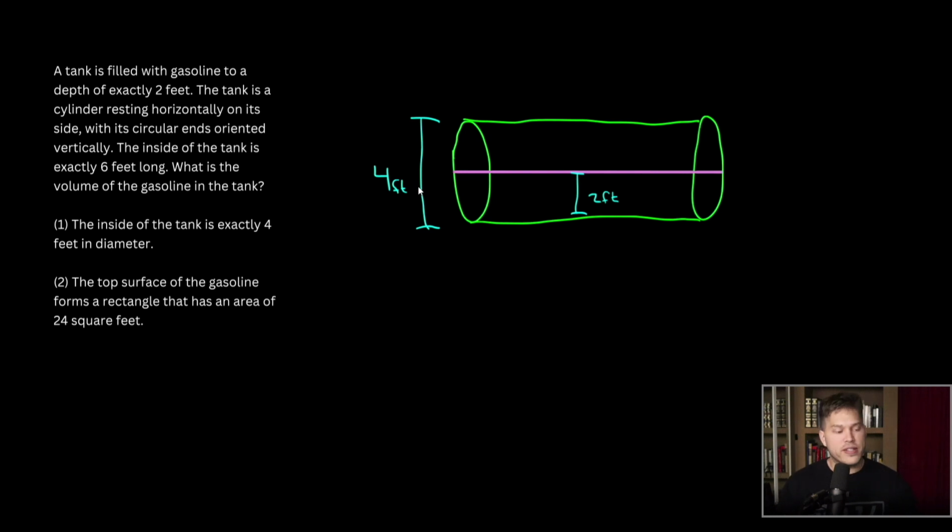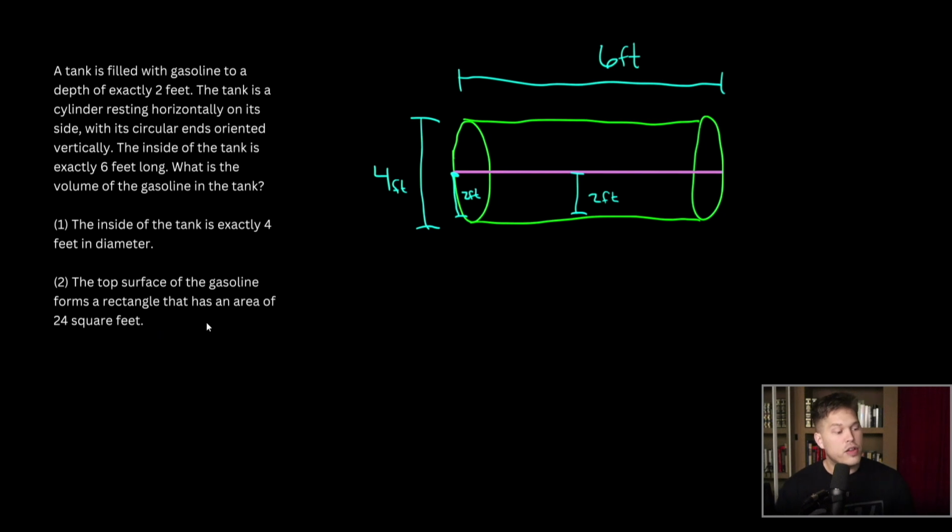Okay, that's great, because now I know that my radius is 2 feet. So my tank is filled exactly halfway full. And since I know the radius and I know the length of the tank, we were told in the question that the length of the tank is 6 feet, then I will have enough information to determine the volume. What about statement 2?